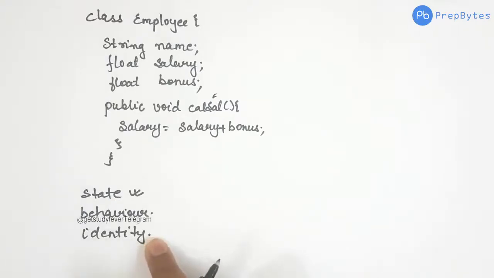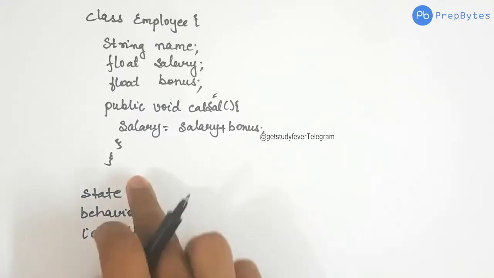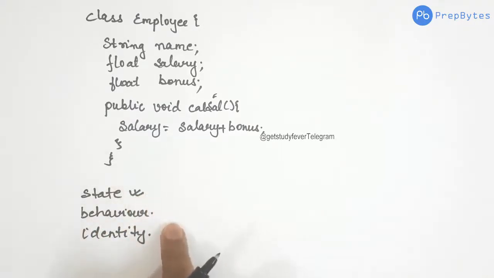And identity is how one particular object is different from another object. Let's say there are two employees. It's okay to have two different objects for those two employees, because they will have different names, different bonuses, and different salaries. But there is no point of having two objects for Ram, because there's only one person, Ram, who will have the same salary, same name. So each object must have some factor which is unique among them. One object must be different from the other object. So these are the three characteristics of the object.